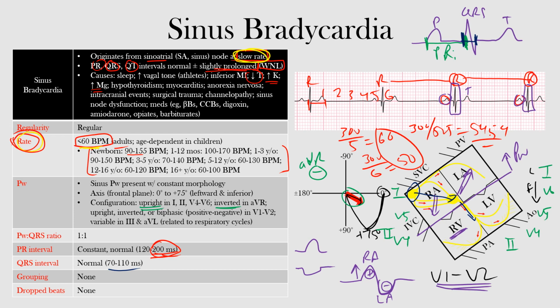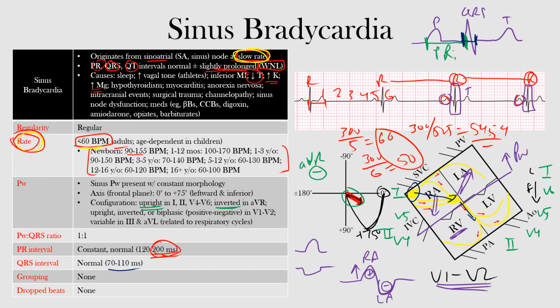We talked about a bunch of causes. They're listed there if you want to go through them. Remember, sleep is common. If these patients are asymptomatic, you really don't want to mess with it. This is a normal thing, especially when parasympathetic activity increases. Athletes will have low heart rates, so if they're asymptomatic, leave them alone.